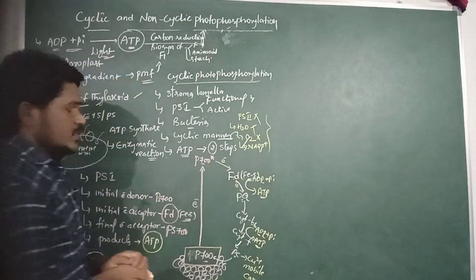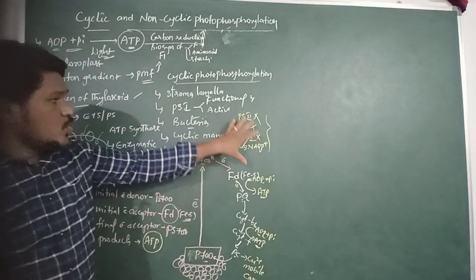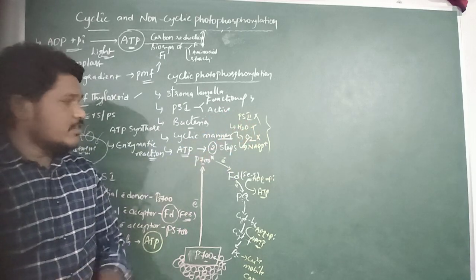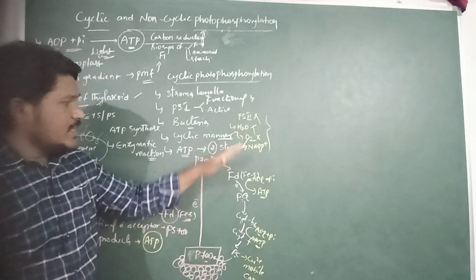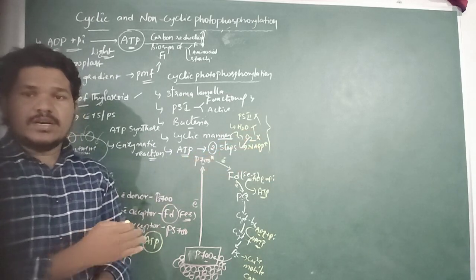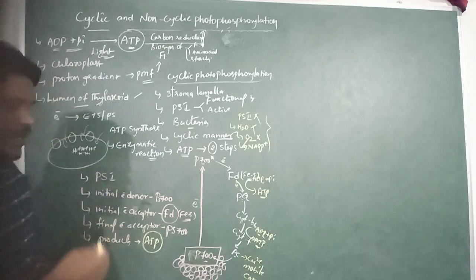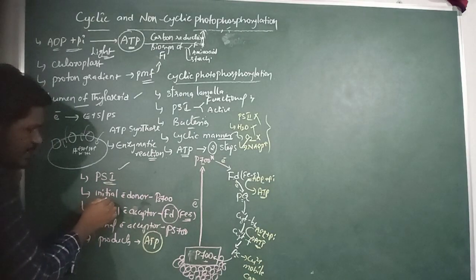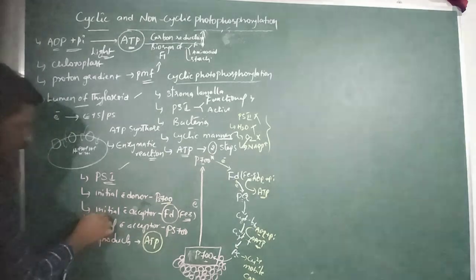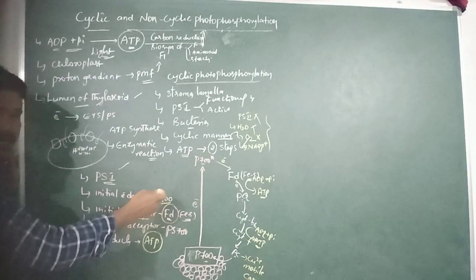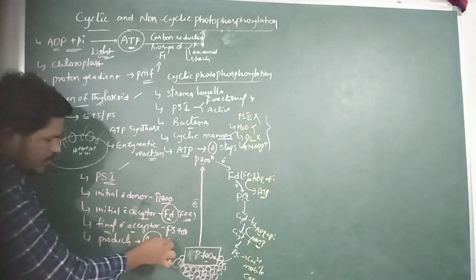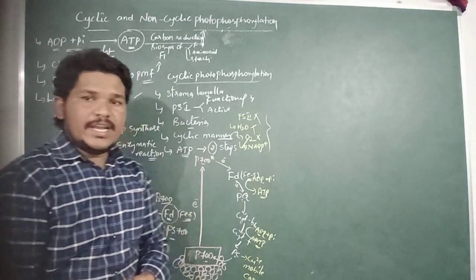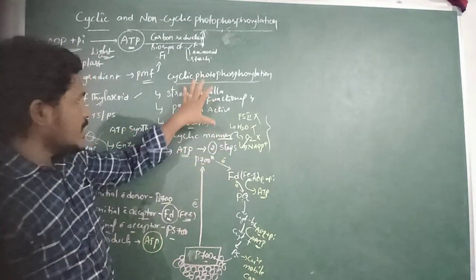In cyclic photophosphorylation, there is no involvement of photosystem 2, no photolysis of water, no release of oxygen, and no NADP plus reductase enzyme. There is only photosystem 1, the initial electron donor is P700, the initial electron acceptor is ferredoxin or the iron sulfur component, and the final electron acceptor is P700. The product is the ATP molecule, synthesized at 2 steps in cyclic photophosphorylation.